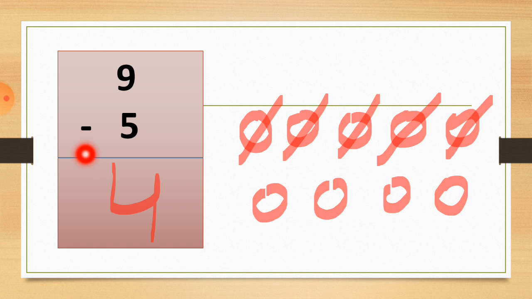You can see here is the sign of subtraction. Whenever you see this sign, you have to cut the numbers. Here is the 9 and here is the 5. We draw 9 circles here and here is the digit 5. We cut 5 circles from it. So we now have 4 circles. You can see this. This way we have to solve the sums.